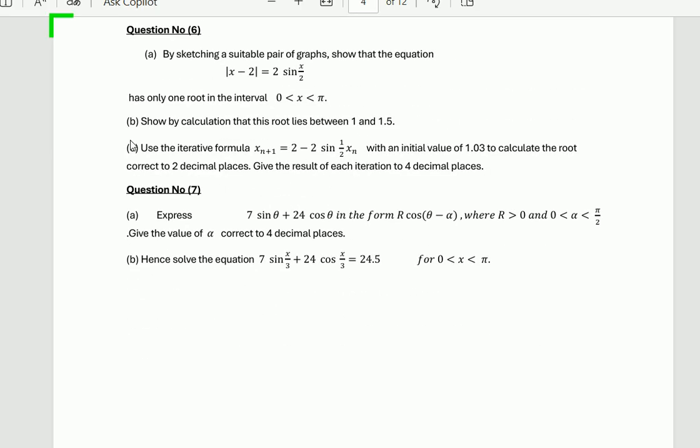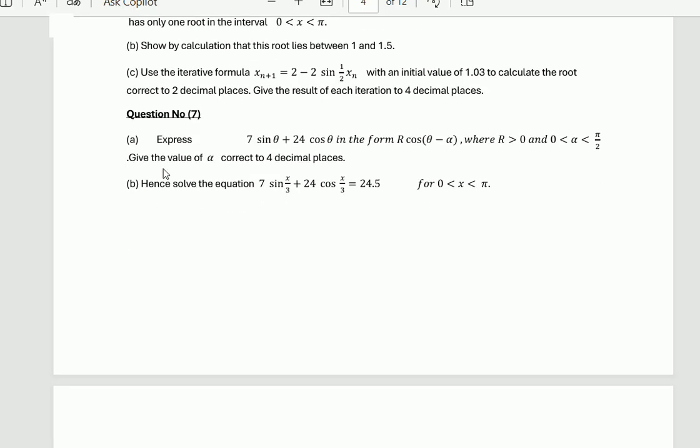Part C is to use the iterative formula x_(n+1) = 2 - 2 sin(1/x_n) with an initial value of 1.03 to calculate the root correct to 2 decimal places. Give the result of each iteration to 4 decimal places.